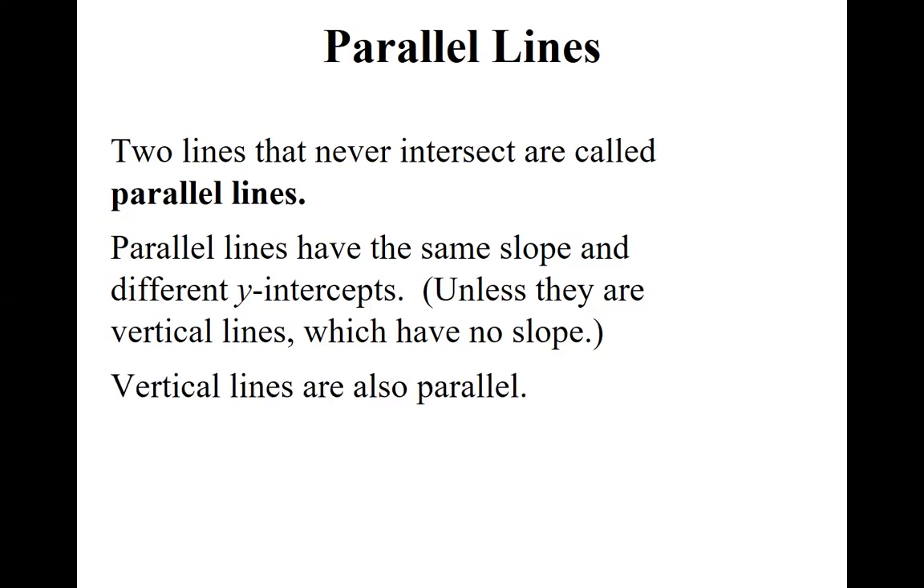Vertical lines are also parallel, though. So that's what two parallel lines look like. And previously we looked at f of x equals 2x and g of x equals 2x plus 1. The slopes of both of those were 2. And that's why they looked like parallel lines, where one line was just shifted up 1 unit. So parallel lines never intersect. They have the same slope.